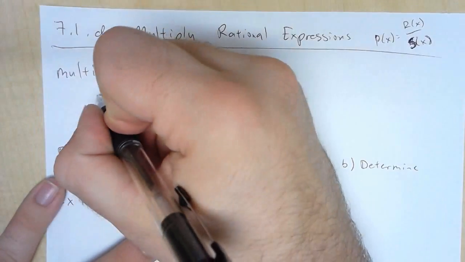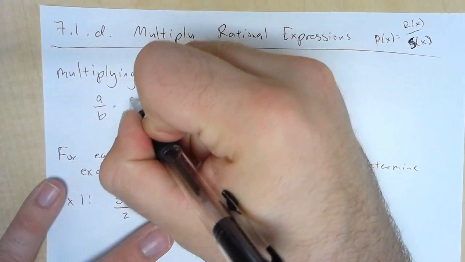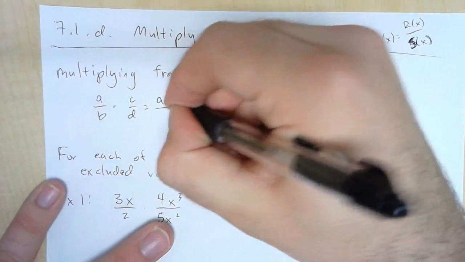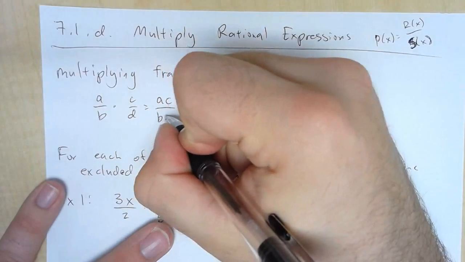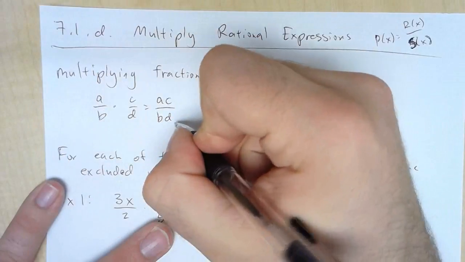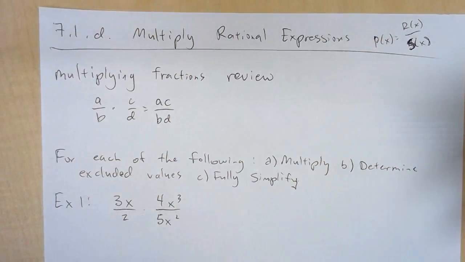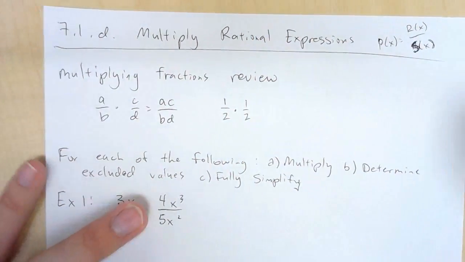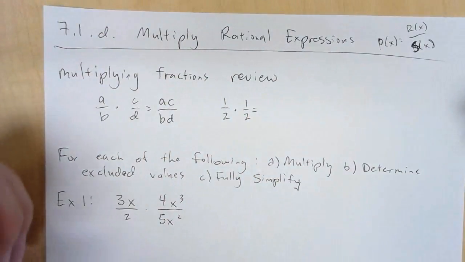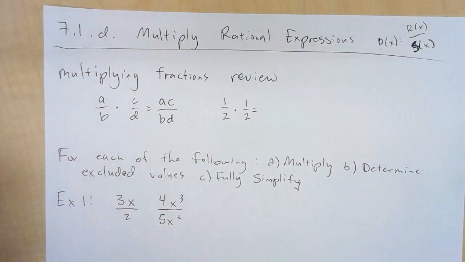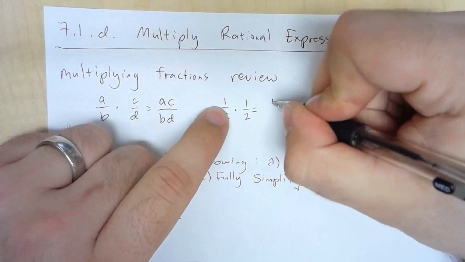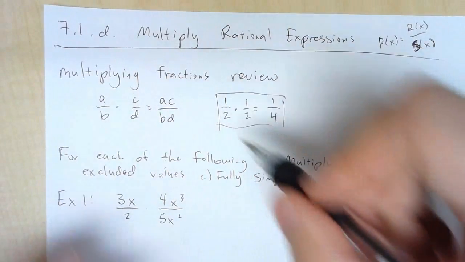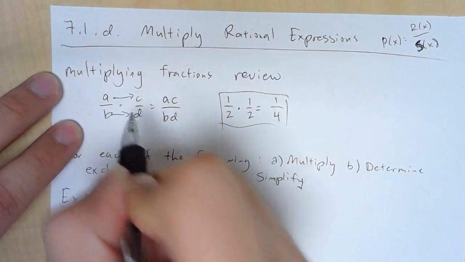Remember that if we have fraction a over b times fraction c over d, we just multiply straight across. So we multiply a times c, which is ac, and we multiply b times d, which is bd. Just multiply straight across the numerators and straight across the denominators. To make sure this makes sense with numbers, let's think about half times a half. Half of a half is equal to a quarter, because you take half and break it into two parts, and you have 2 quarters. So 1 times 1 gives us 1, 2 times 2 gives us 4. So yes, this definitely works. Remember, for multiplying, we just multiply straight across.